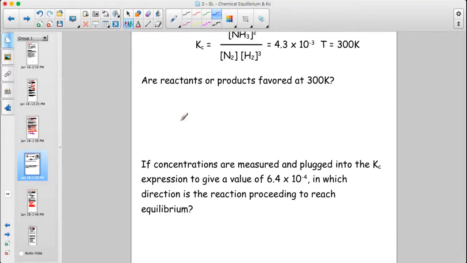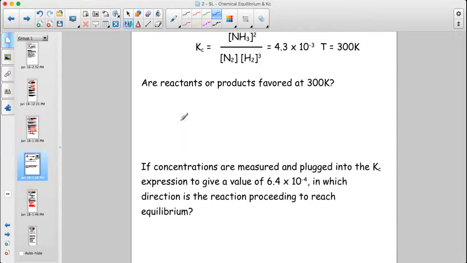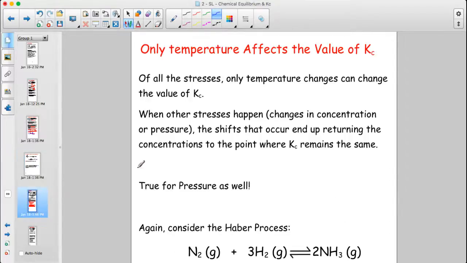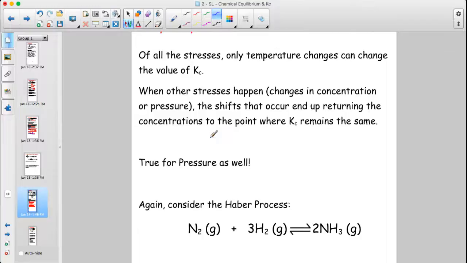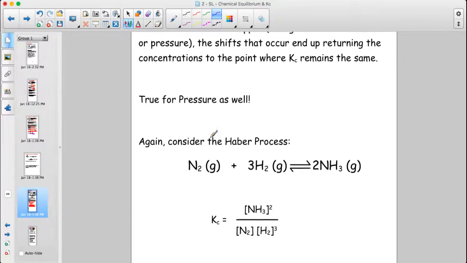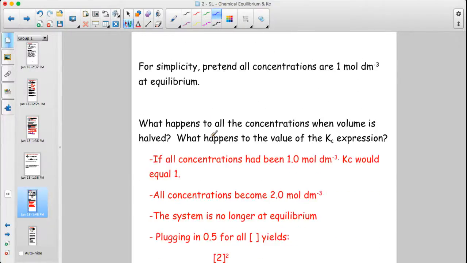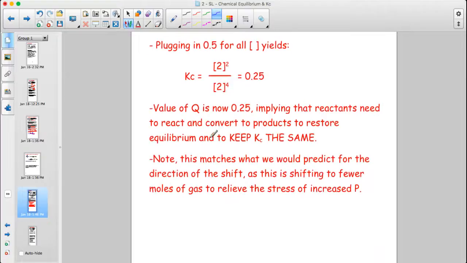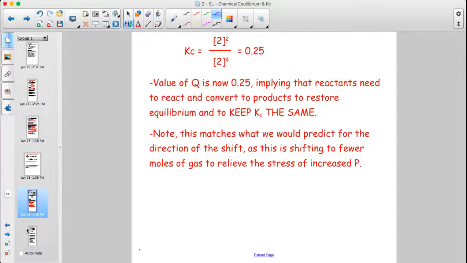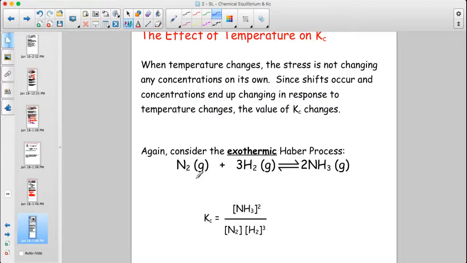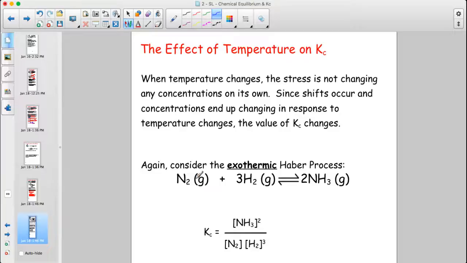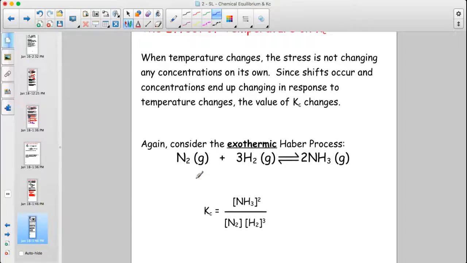Okay, we'll do some practice questions like this in class. So I'm going to skip over this page for the time being. Only temperature affects the value of Kc. So all the other stresses don't change it. I'm also going to skip this for the sake of the video. You can read through it, and I show you mathematically why that is the case. So now we can talk about the effect of temperature. Okay, I'm going to skip that for now, though.